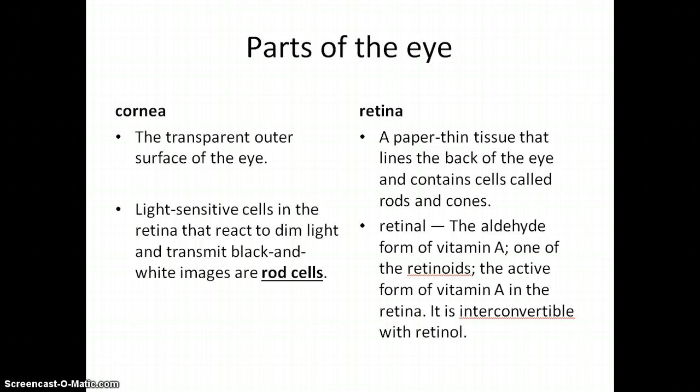Parts of the eye include both the cornea and the retina. The cornea is the outer transparent surface of the eye, whereas the retina is the very paper-thin tissue that lines the back of the eye and has the very sensitive cells called the rods and cones. The rods are for black and white and the cones are for color.